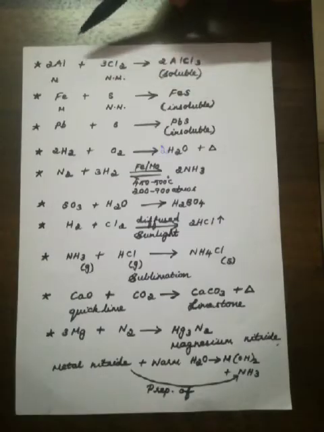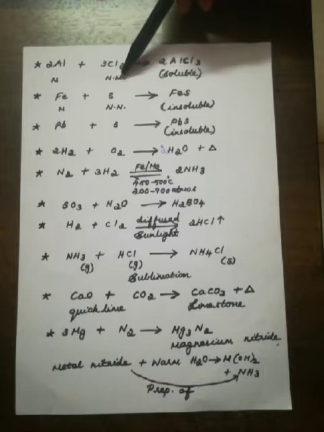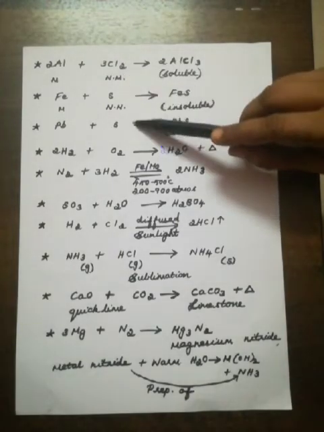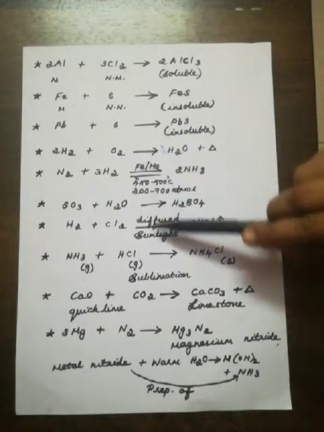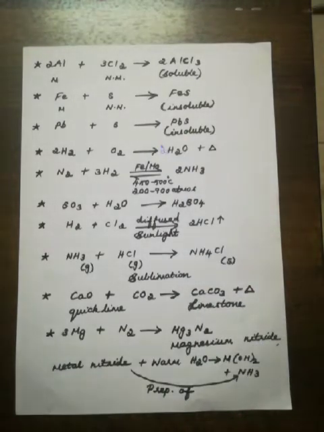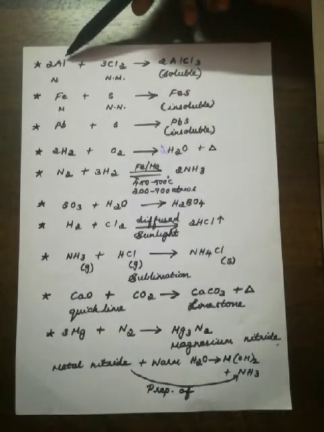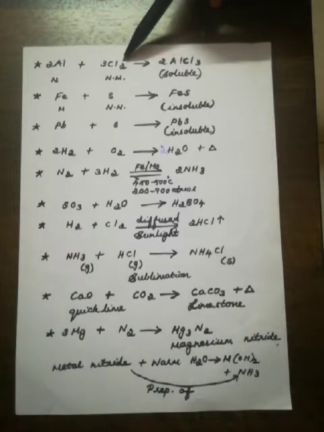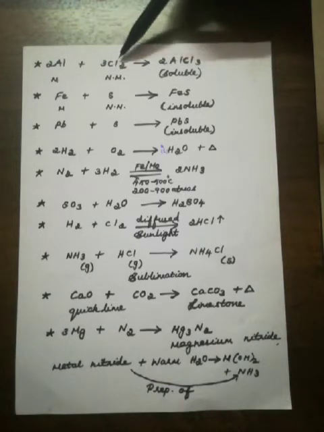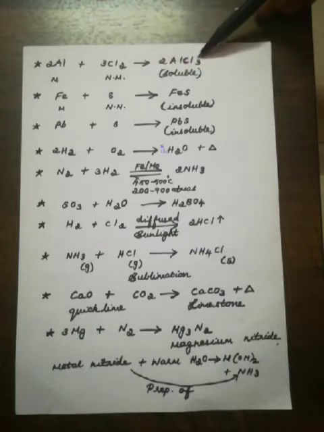Now we'll see other examples like metal with a non-metal. All these are examples of metal with a non-metal. These are familiar reactions that we are going to see. The first one: aluminium is a metal and chlorine is a non-metal. Aluminium with chlorine. Chlorine, when you write, we write it in the diatomic state. Now you are getting aluminium chloride. It's not trichloride; it's decided by the valency of aluminium.